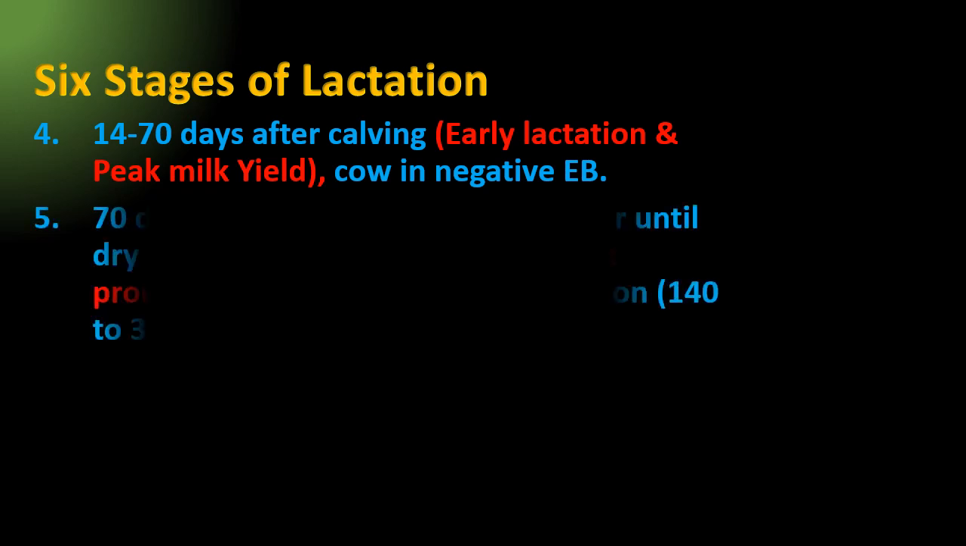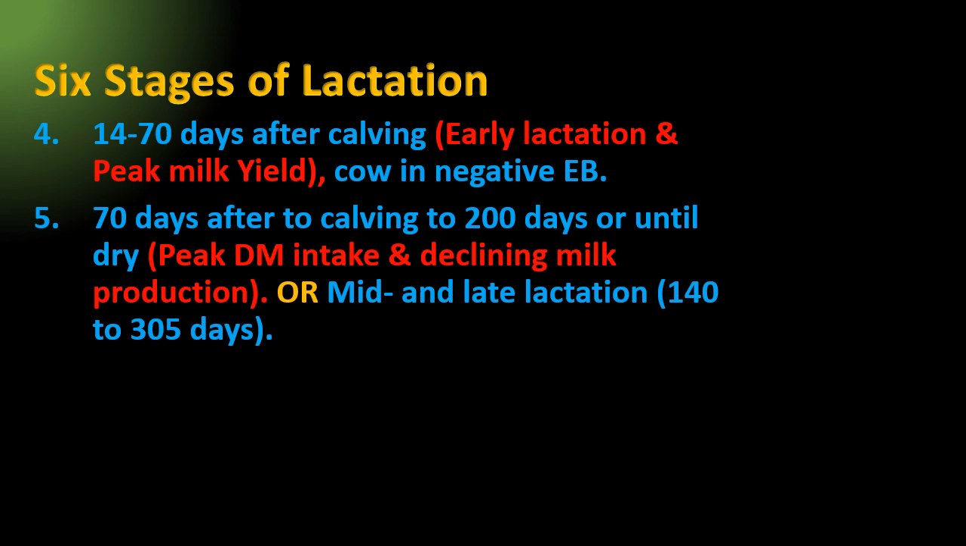Phase 5, 70 days after calving to 200 days or until dry. It is also known as the peak dry matter intake and declining milk production phase. It is also known as the mid and late lactation phase from 140 to 305 days.